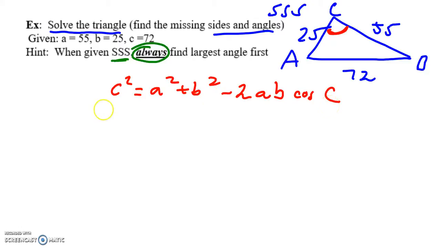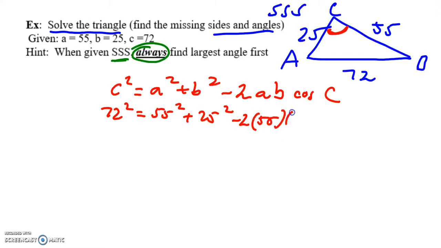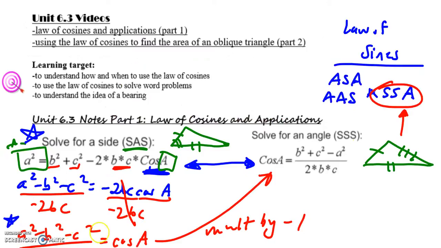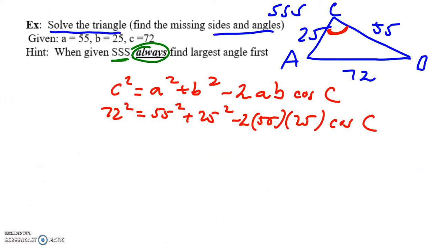We know that C is 72. So 72 squared equals A, which is 55 squared, plus B, 25 squared, minus 2 times 55 times 25 cosine of C. And we again are trying to get what the angle is so we can solve the triangle. So if I wanted to isolate the cosine of C, we could do the same thing that we did back here and get the cosine by itself. So here's what I would do.